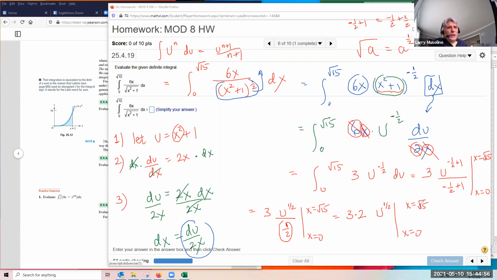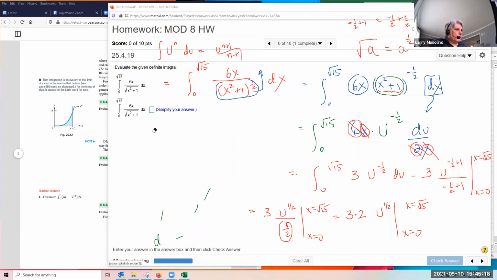All right, but I really don't want to leave this answer in terms of u. I want to go back to our original definition of u, which was x squared plus 1. So let me rewrite this. Of course, 3 times 2 is 6. So we have 6 u to the 1/2 evaluated from x equals 0 to x equals square root of 15. But I'm going to replace u with x squared plus 1.